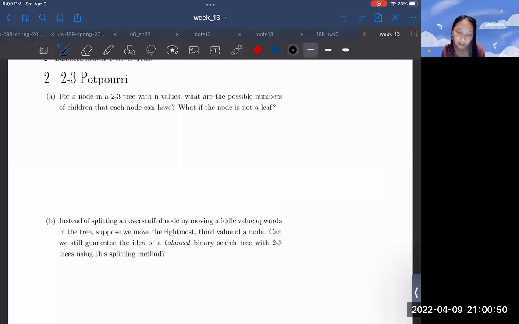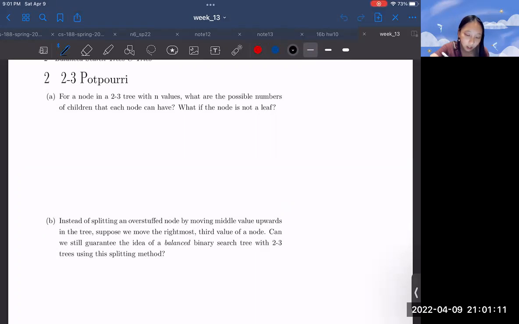So part A asked us, for a node in a 2-3 tree with n values, what are the possible numbers of children that each node can have? And what if the node is not a leaf? So let's answer the questions one by one. The first question asks, what are the possible numbers of children that each node can have? So let's break this down into cases.